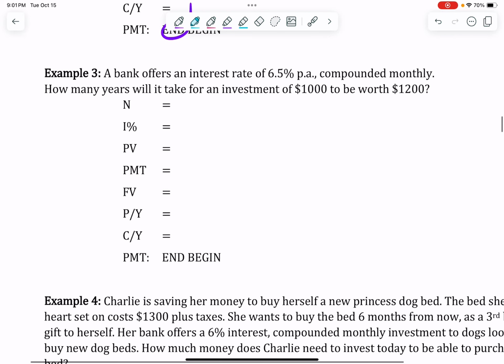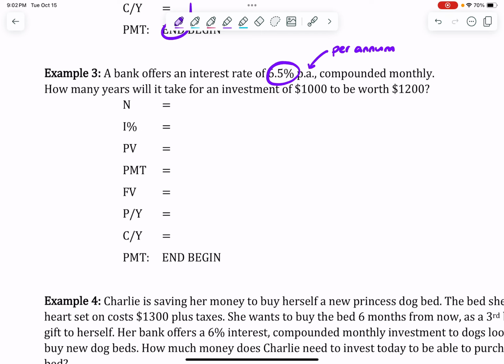Okay, we are jumping into it. The bank offers an interest rate of 6.5% P.A. This P.A stands for per annum. Remember when we were talking about interest at the beginning in our 2.1 section? We talked about some of the official language that's used when talking about interest rates.